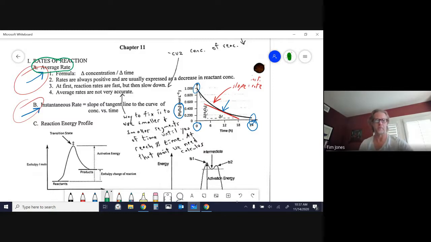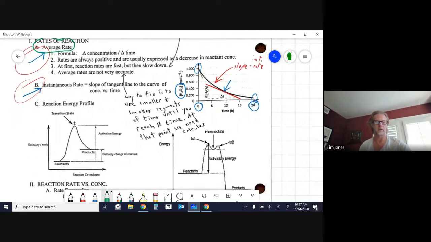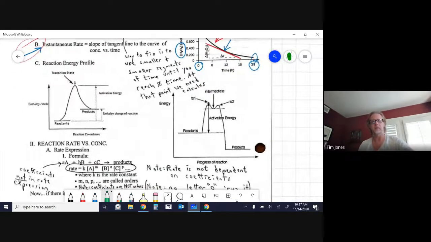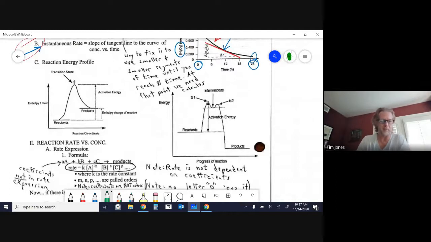Okay. Looking at letter C, I've seen this chart called a variety of different things, but for our cases, we will call it a reaction energy profile. And I did a short review of this when we were at the beginning of the thermochem unit, but let's go through it again. I've got energy or enthalpy over here. So you see this one says enthalpy, this one says energy. And then going to the right on the x-axis, basically that's just the reaction occurring.